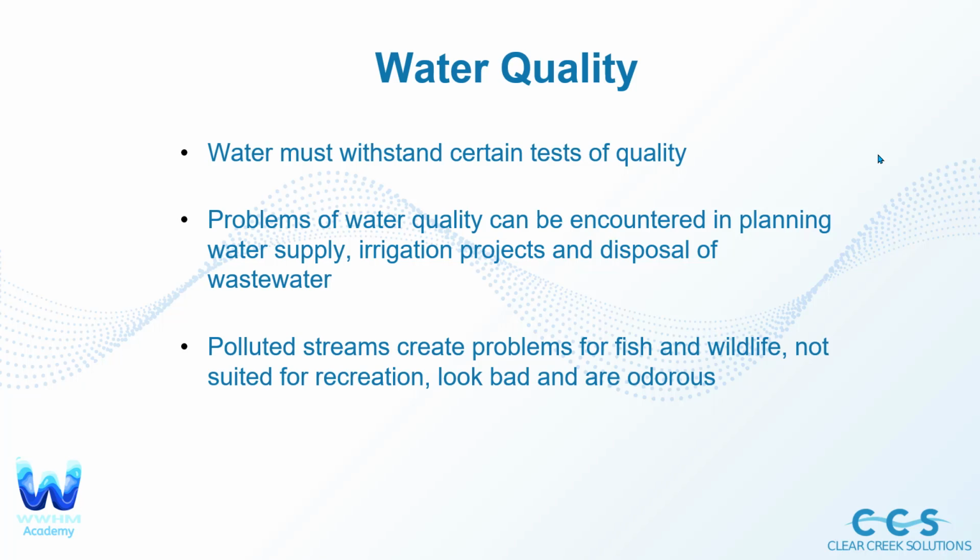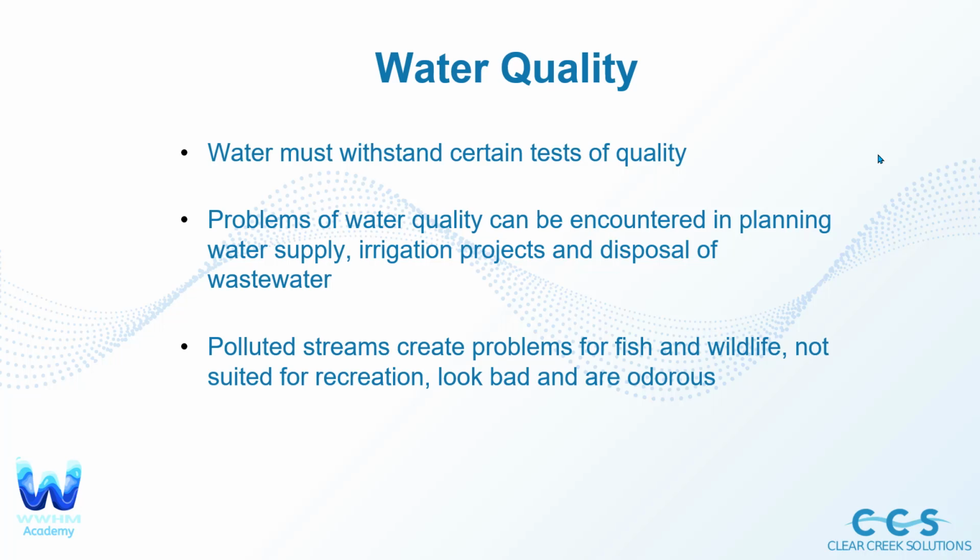things like that. So problems of water quality can be encountered in planning water supply and irrigation projects, and also the disposal of wastewater. Obviously, water quality is going to play a huge component in wastewater treatment and environmental engineering. What is composed in that water? How are we going to sort it out? What methods are going to be used to treat the water and then get it back into the public supply and system? That's going to be a very important component.